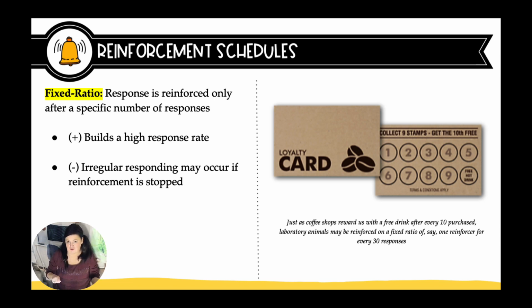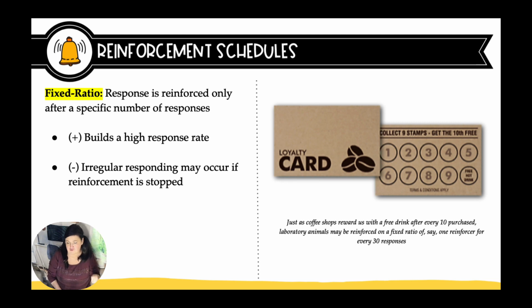So I work 80 hours, I get paid $2,000 for 80 hours every 2 weeks. I make my bed every day if I'm 5 years old, and I get $1 every time I make my bed correctly. That's a fixed ratio. A fixed ratio is reinforcing a response after a specified number of responses, and you get a reward.